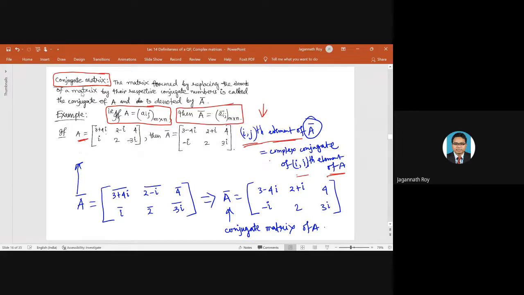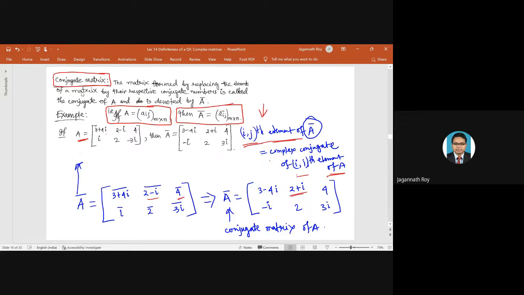2 minus i, take the conjugate. 4, conjugate of 4, and so on. Earlier we had 3 plus 4i, so this will become 3 minus 4i. Here we have 2 minus i. If you take the conjugate, it will become 2 plus i.